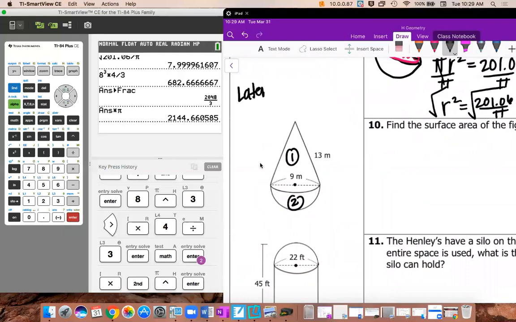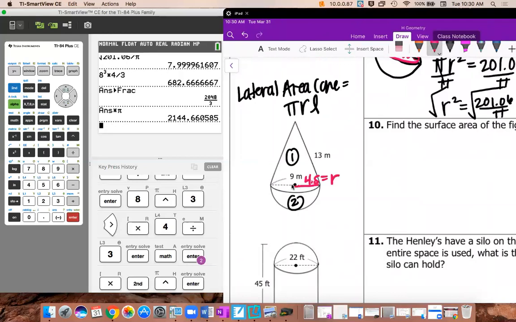So if you go back to the formulas we learned, lateral area of cones is equal to pi r l, where r was your radius and l was your slant height. So we have a slant height of 13, and then if we find the radius here, we can see the radius is just 4.5.